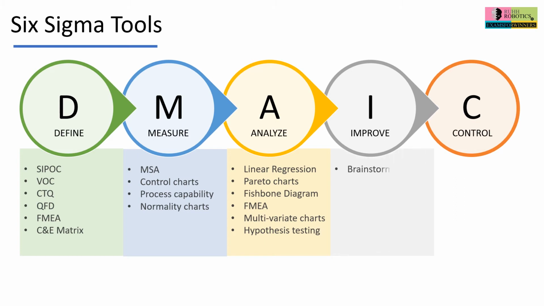In improve stage, we use brainstorming, piloting, FMEA, which stands for failure mode effect analysis, and DOE, which stands for design of experiments. In the control stage, we use control charts, control plan, and MSA, which stands for measurement system analysis. DMAIC is a framework.